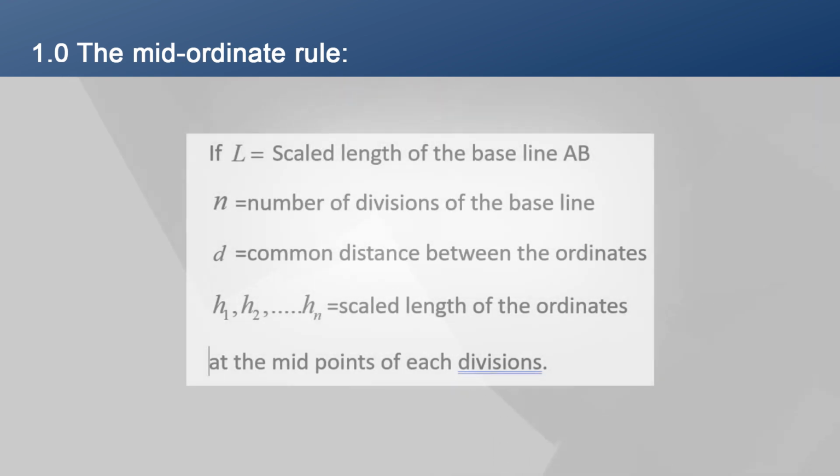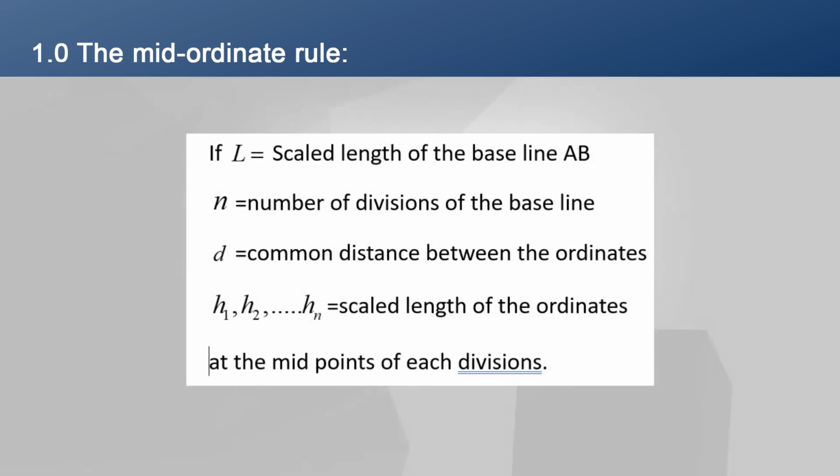Now, what is H1, H2 up to Hn? It is the scaled length of the ordinates or offsets at the midpoint of each division. Again, you should focus here that ordinates or offsets are calculated at the midpoint of the divisions. For the later methods which we are going to discuss, it will be calculated at the division points only. But here the offsets are calculated at the midpoint. This is the beauty of this method.